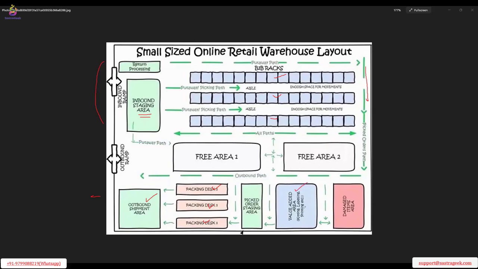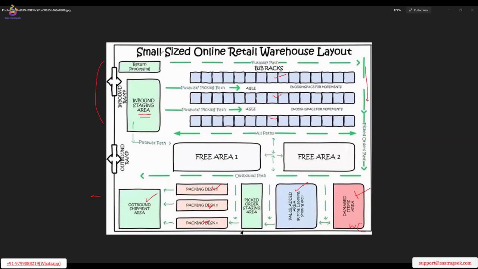As I said, VAS means value added service. You can label it, kit it, relabel, print; several activities you can perform at the value added service. And as we discussed, even the inbound return process, customer returns, is also part of the inbound process. Vendor returns is part of the outbound process. And you may also get damaged items. Even keeping damaged items is one work center. You have to define the work center.